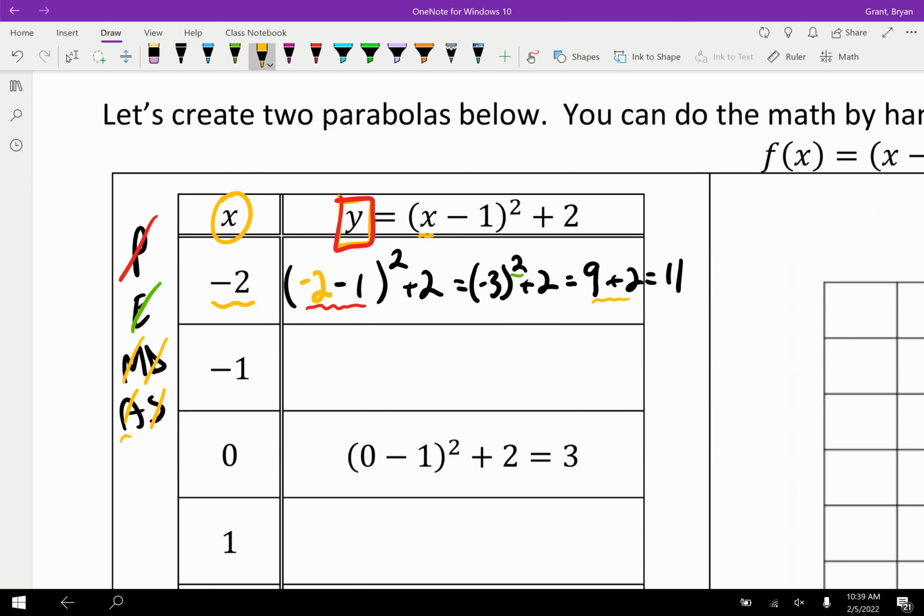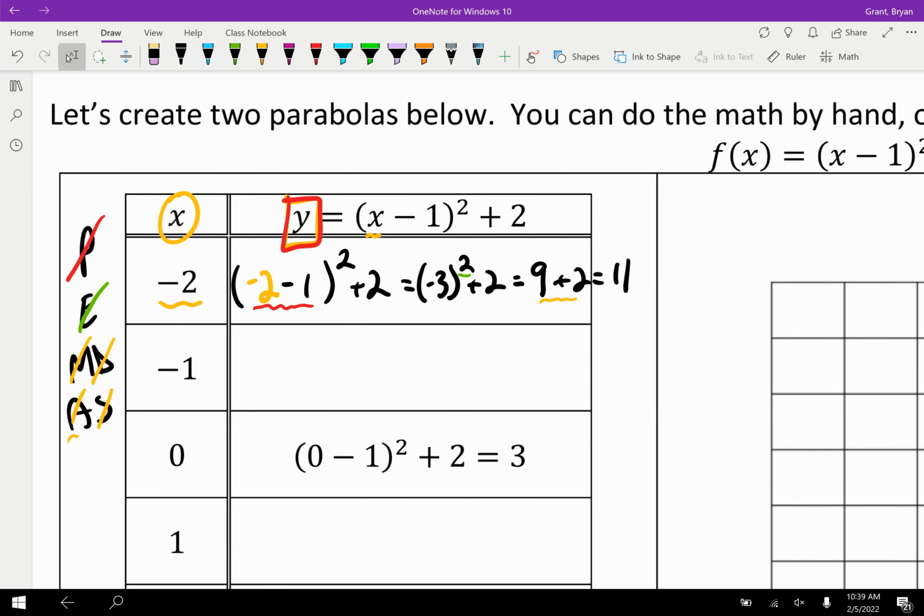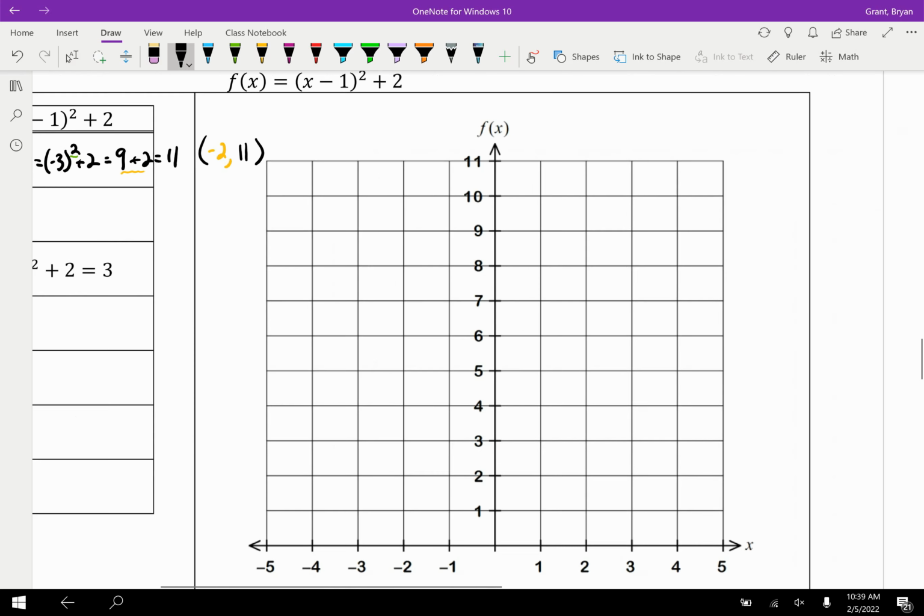Once we're here, we are going to graph this point. Remember, these points have an input, which was -2, and an output, which is 11. So let's go ahead and get that graphed. We have the point -2, 11 up there.